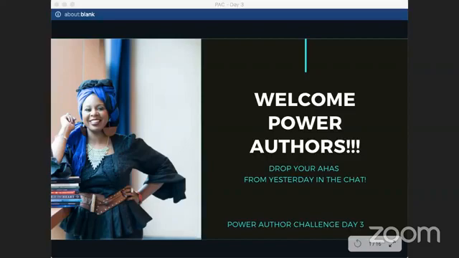Hey, so I'm giving you a quick behind the scenes. This is how my setup is for when I'm doing my webinars and such. So I have my webcam. I have my computer. Oh, I got my laptop.